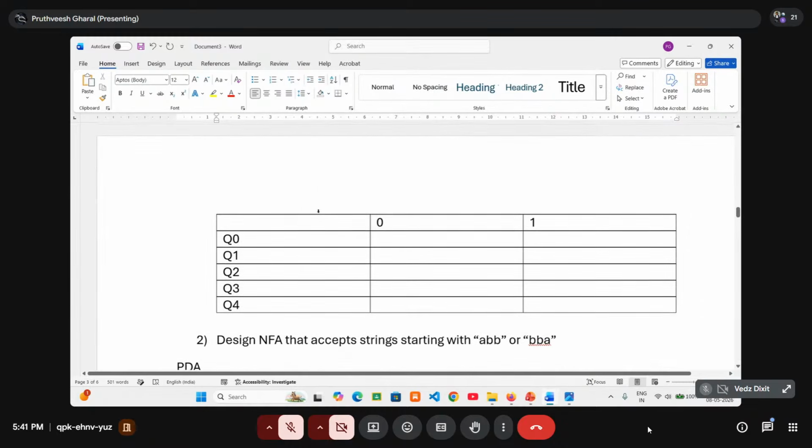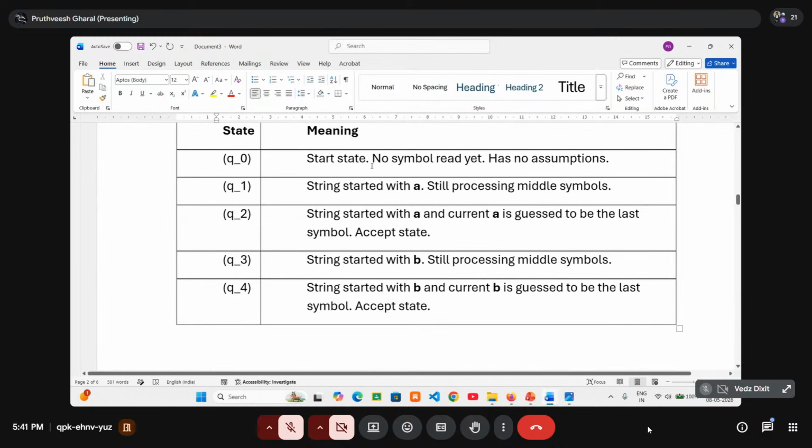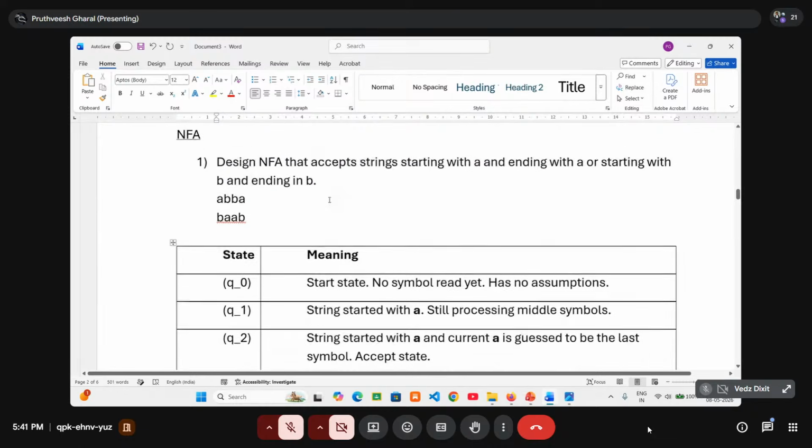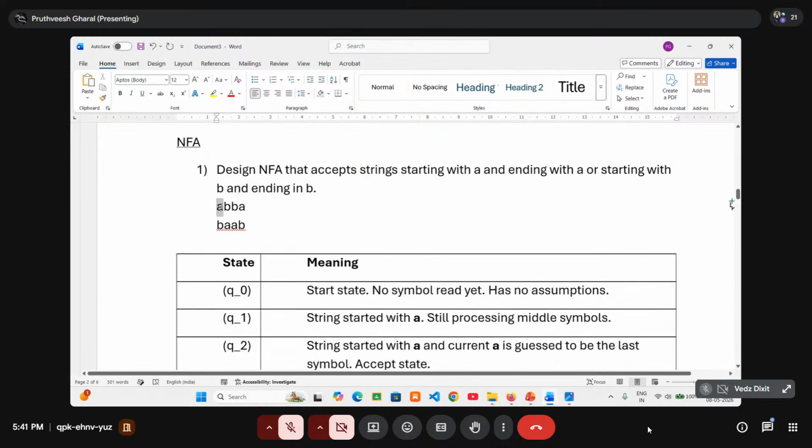In an NFA, there is no assumption. We did not begin with any assumption of what the start state should be, whether it should be A or whether it should be B. There are no assumptions here. Now let's take Q0, which is the start state.